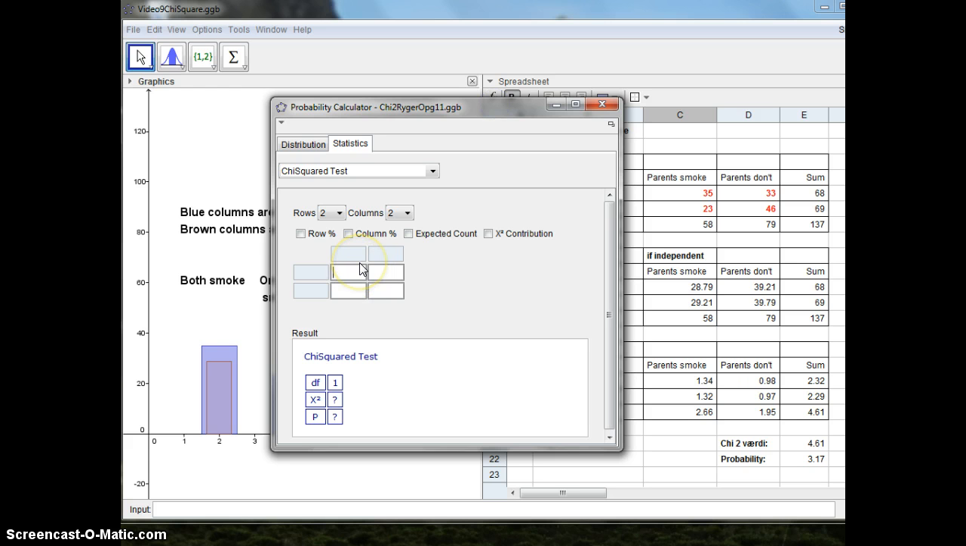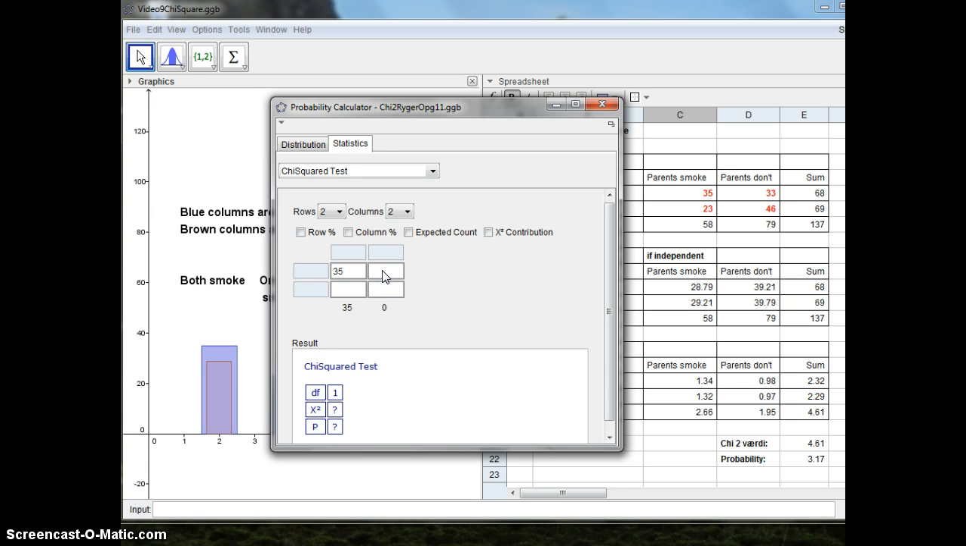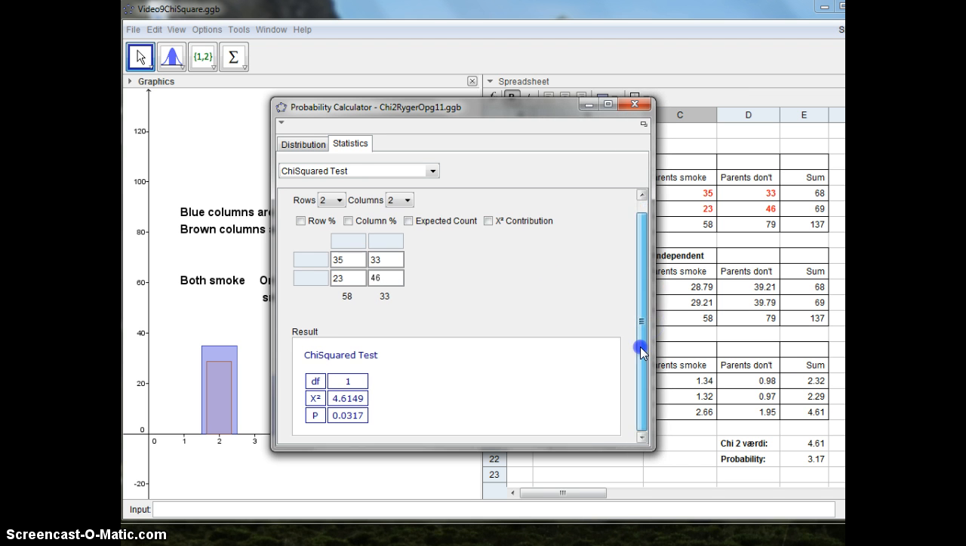Unfortunately, you cannot just copy them. 3, 5 for that one, and 3, 3 for that one, and 2, 3, and 4, 6. It immediately copies the results here, and I can see that fortunately I get the same figures as I got before.